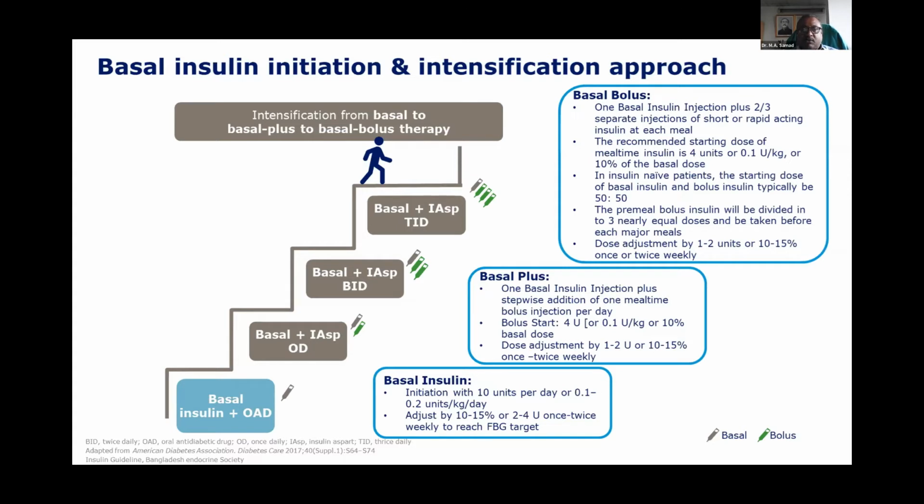If still you cannot reach the target, we have to go straight for the basal bolus regimen. That means one basal and 2 to 3 separate mealtime bolus injections. And again, dose adjustment is 1 to 2 units or 10 to 15% once or twice weekly.